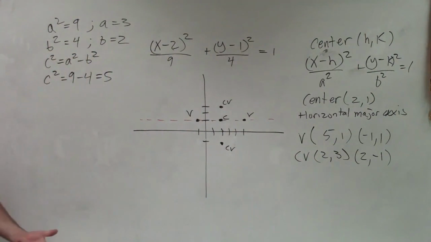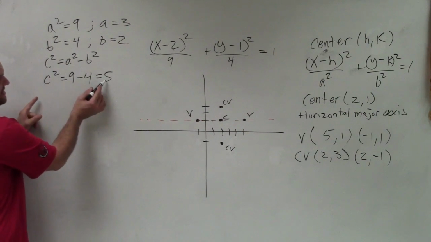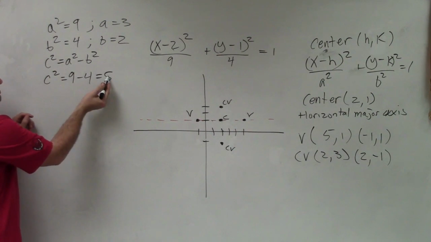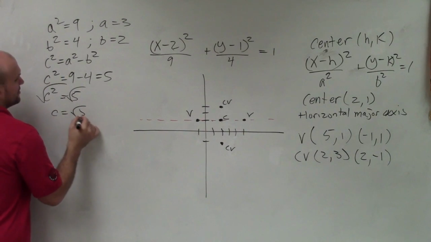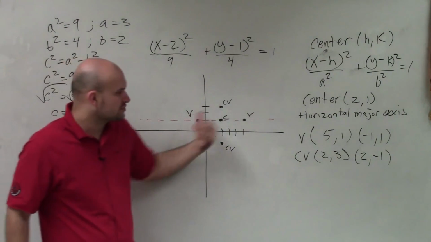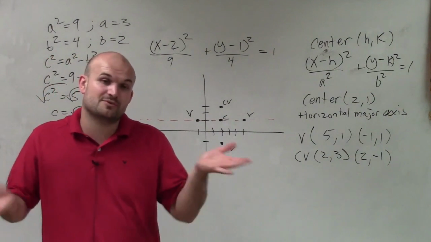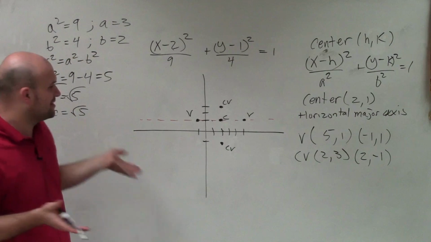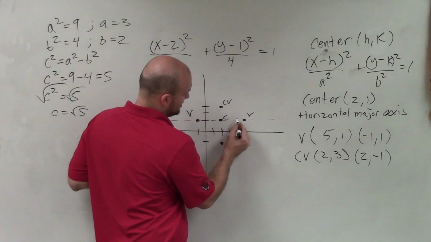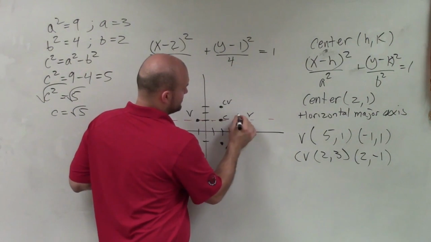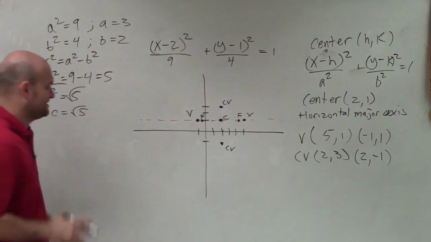All right. Now, lastly, what I need to do is identify my foci. So my foci are going to be a distance of the square root of 5. So if I know c squared equals 5, take the square root of both sides, c equals the square root of 5. So again, I need to go square root of 5 to the right and square root of 5 to the left. Now, the square root of 5, I'm just going to approximate, is going to be between 2 and 3. So I'm just going to go over 1, 2, 3. So here's one focus, and there's the other focus. I'm just trying to approximate the best I can.